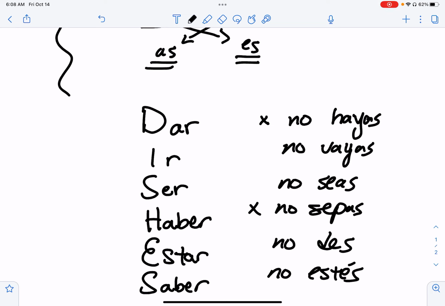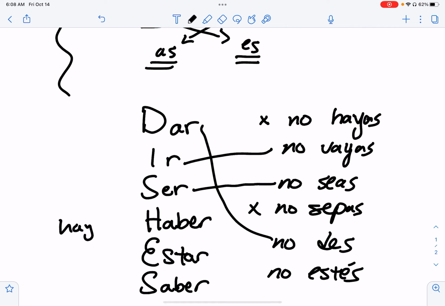So dar, to give, no des, don't give. Ir, go, no vayas, don't go. Ser, be, no seas, don't be. Haber is the word that we use, like in the present tense, it's I, there is, or there are. So it would be no hayas, but you probably wouldn't command somebody to not there is or not there are. That doesn't really make sense. Estar, no estés, don't be. And remember, estar is for like feelings and locations. And then saber would be no sepas, but because saber means to know, you probably wouldn't command somebody to not know. But we might use it later.